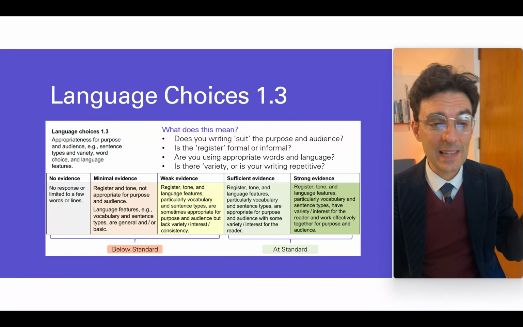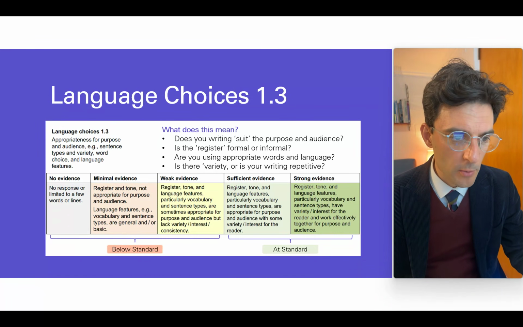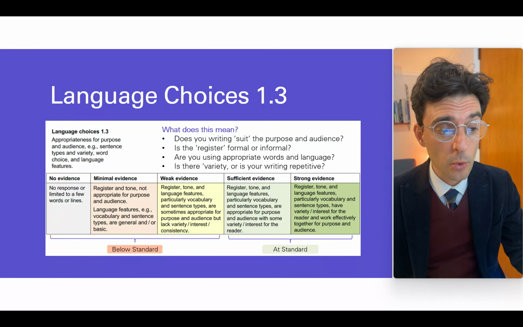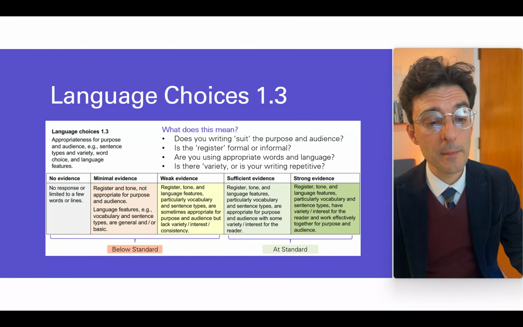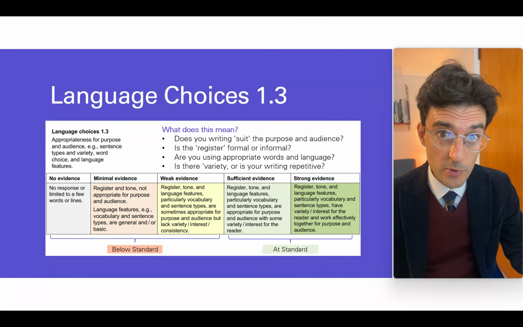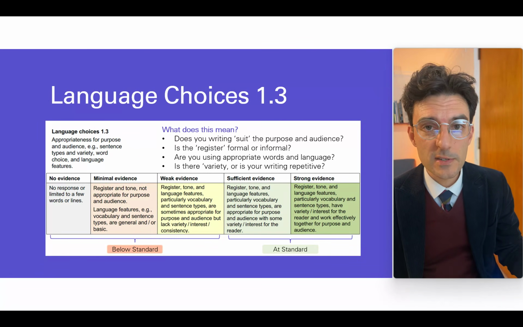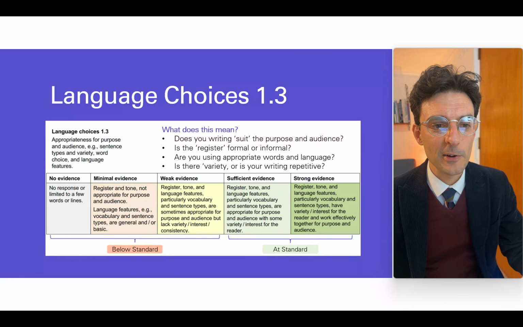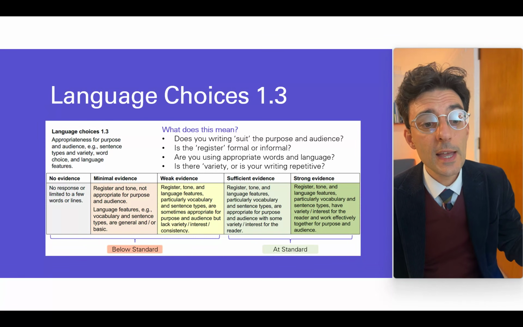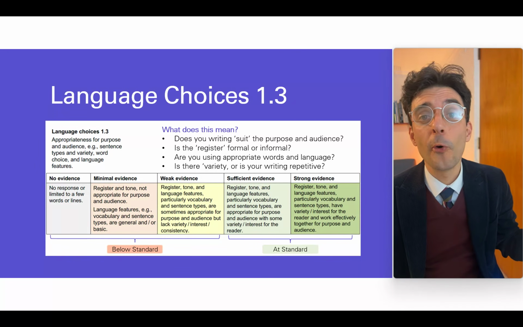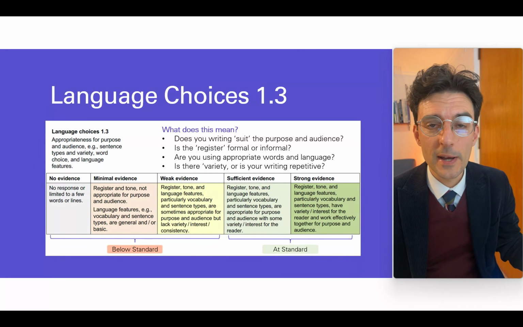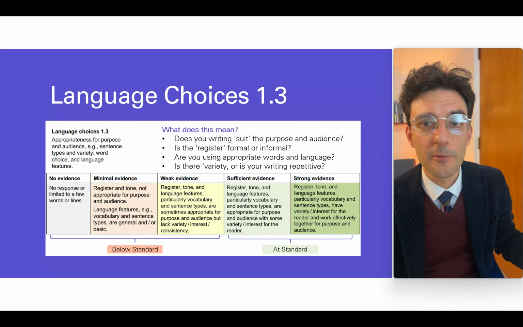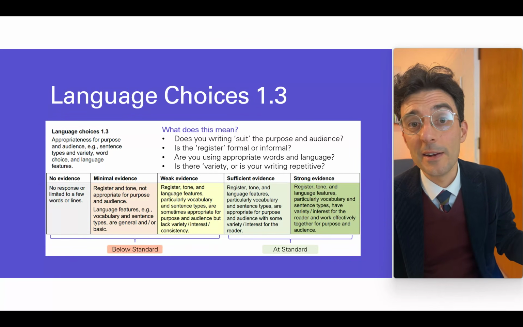Third one is language choices. This is the appropriateness for purpose and audience, e.g. the sentence types and variety, the word choice, and language features. What does that mean? Does your writing suit the purpose and the audience? Are you essentially meeting the requirements of the prompt you've been given? Does it suit that prompt? Are you writing in a formal or informal register when appropriate? If you're writing a letter, say, to the headmaster thanking them for your time at school, you're going to want to write in a formal register there.